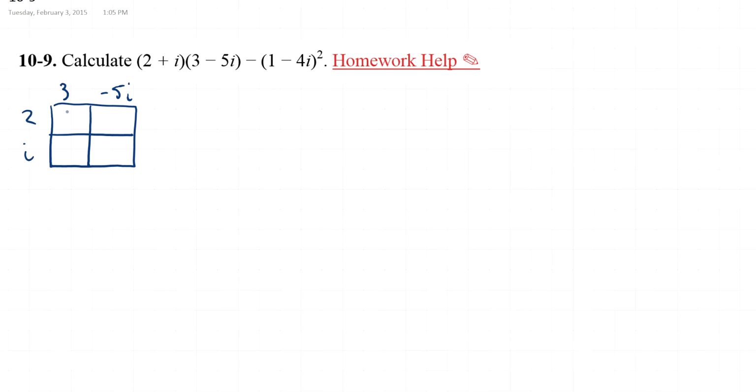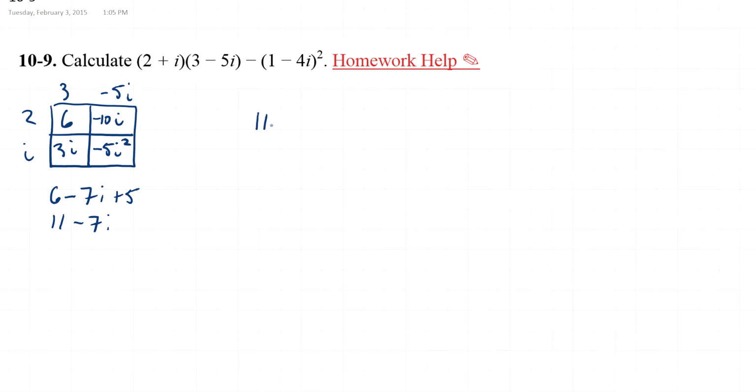So 3 times 2 is 6. Negative 5i times 2 is negative 10i. 3 times i is 3i. Negative 5i times i is negative 5i squared. So remember, this is going to be 6. Negative 10i plus 3i is going to be negative 7i. And then this is negative 5 times negative 1, which is plus 5. So that's going to be 11 minus 7i.